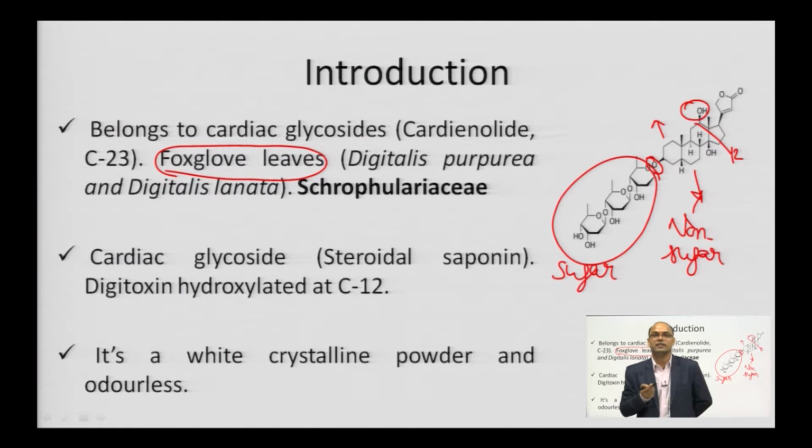So this digoxin is a cardiac glycoside. It belongs to the C23 group of glycosides. It is obtained from the leaves of Digitalis purpurea and Digitalis lanata, and the plant belongs to the family Scrophulariaceae. Cardiac glycosides are steroidal, and digoxin is hydroxylated at C12. It is a white crystalline powder and it is odorless. So this is the introduction of digoxin.